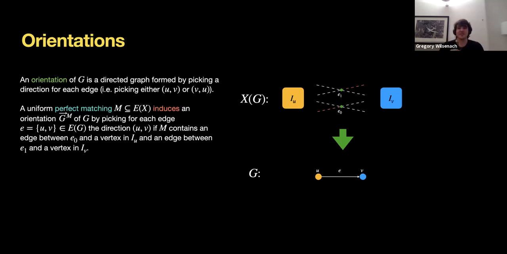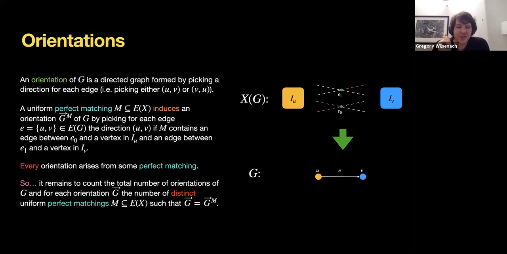Those are the only two options, and this gives us a natural way of deciding an orientation between them. So the nice thing about uniform perfect matchings is that they give rise to these orientations. And in fact, the opposite is true as well. Every orientation you can pick, you can construct some perfect matching that induces that orientation. We write G with an arrow on top to denote an orientation of G, and we write G with an arrow on top and M to denote the orientation induced by the matching M.